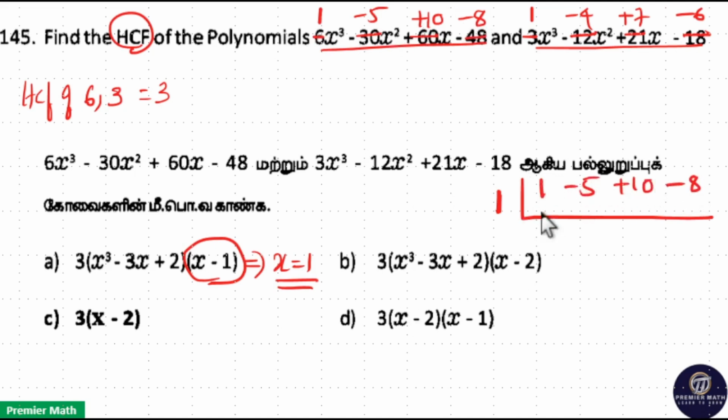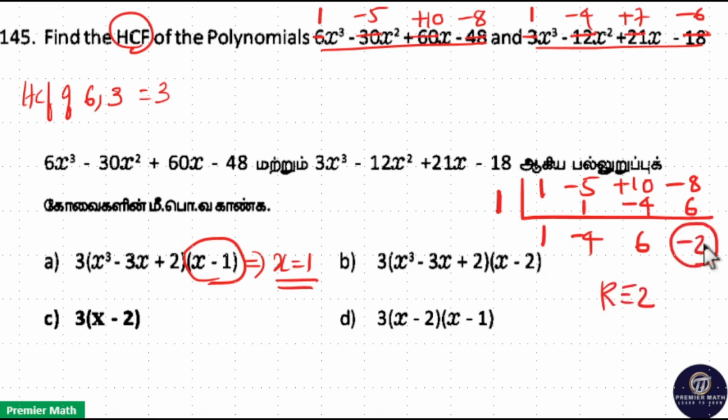Now write the first coefficient as it is here. Now 1 into 1 is 1, write it here. Minus 5 plus 1 is equal to minus 4. Minus 4 into 1 is equal to minus 4, write it here. 10 minus 4 is equal to 6. 6 into 1 is 6, write it here. Minus 8 plus 6 is equal to minus 2. Now you got the remainder as minus 2 here.